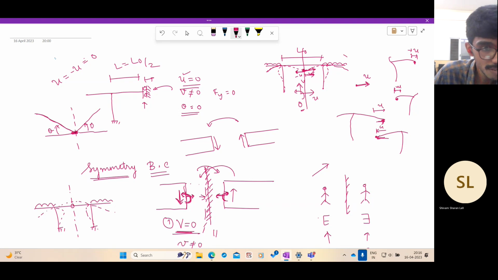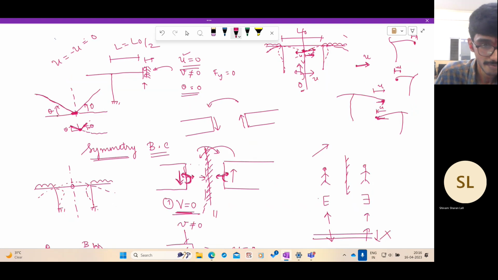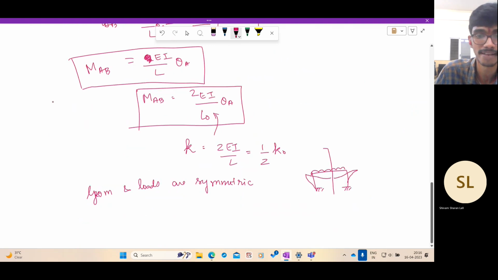But in that case, what happens to the beam at this point? It generates a cusp, right? It's a sharp discontinuity. The beam is not differentiable. It's like an internal hinge, where the slopes are not continuous. If the beam is continuous, it has to continue this way. This is a theta in the clockwise direction, and this is a theta in the counterclockwise direction. So there's a jump in the slope if theta is not equal to 0. To avoid that, the symmetry condition is stronger than a sway frame.